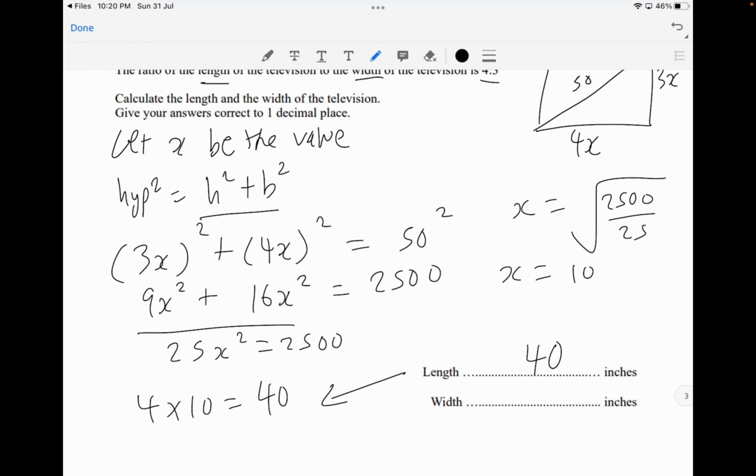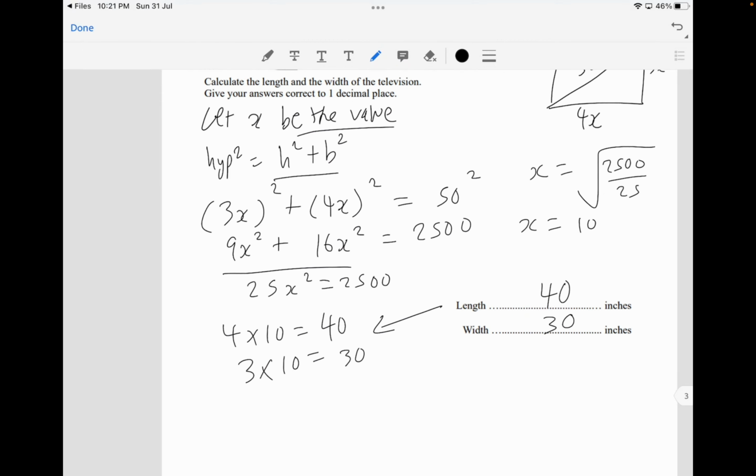And your width is going to be 3x. That's going to be 3 times 10, which is 30. It's just a value that you're going to multiply in order to find out the actual length. So the answer in this case is going to be 40 and 30. So the length is 40 inches and the width is 30 inches.